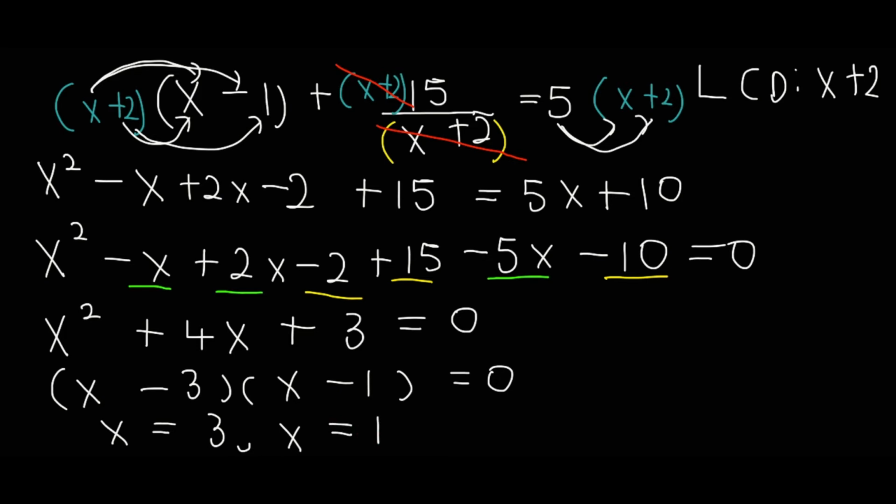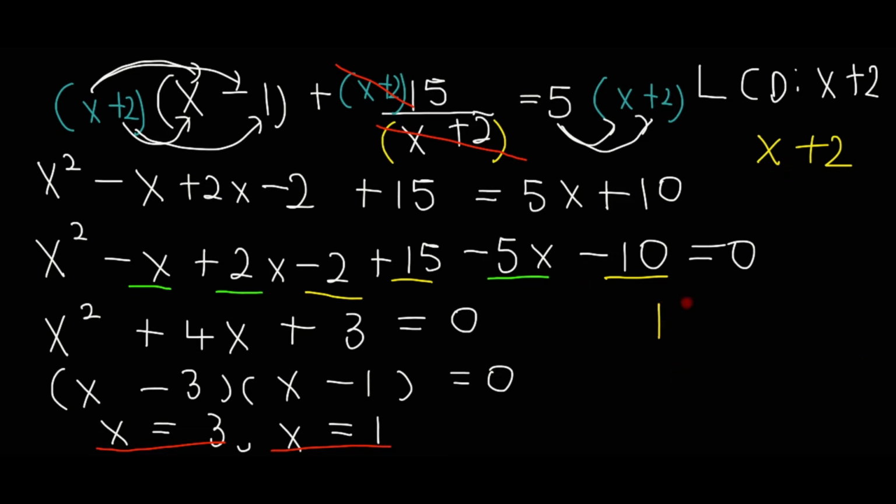But now we need something. Always check the values of your answers. You got x is equal to 3, and then x is equal to 1. Look at your denominator. The denominator we have is x plus 2, this one. The question is, when we take any value of x and substitute it, it must not give 0. This is because we don't want the denominator to be 0.